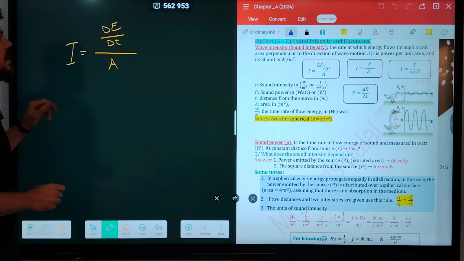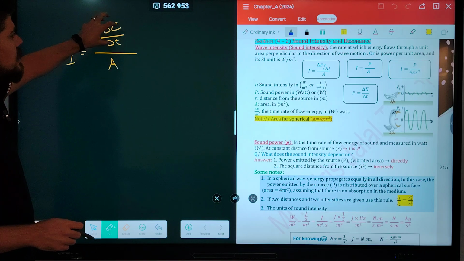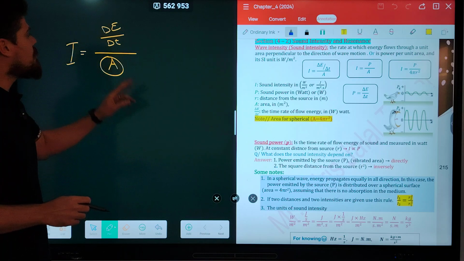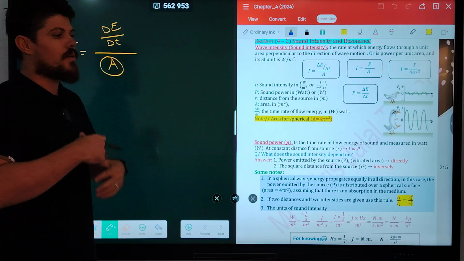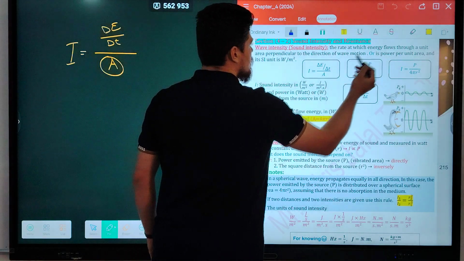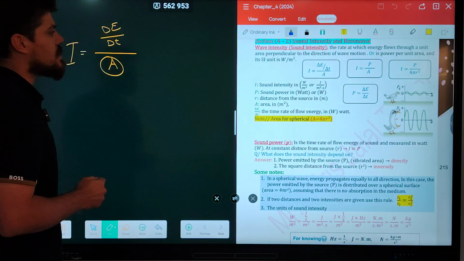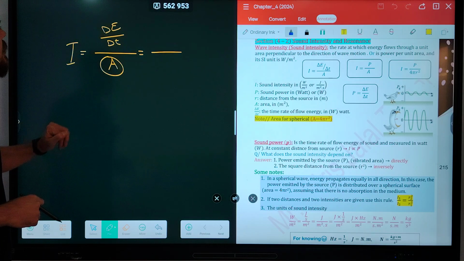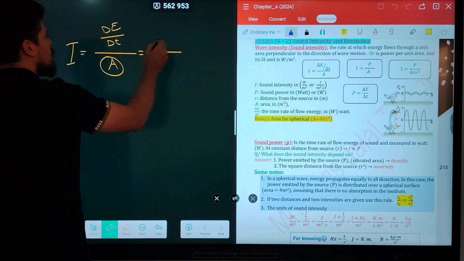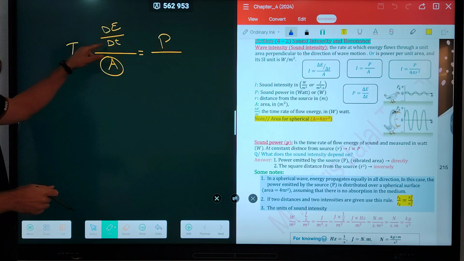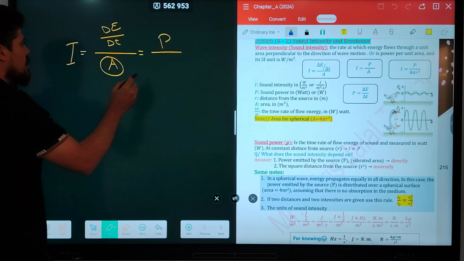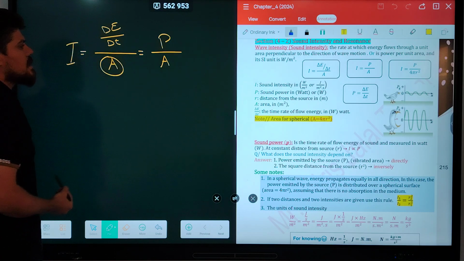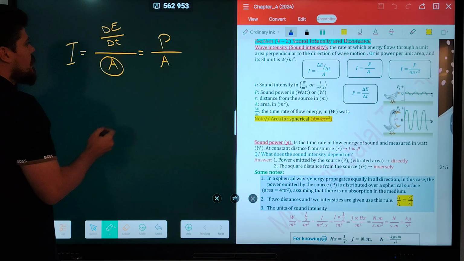What is intensity of sound? It is the time rate of the energy flowing through a unit area perpendicular to the direction of the wave motion. Another definition of sound intensity is power per unit area, and its SI unit is watt per meter square. As you studied in grade 11, the time rate of energy is equal to power. So we can express the equation of intensity as power per unit of area.